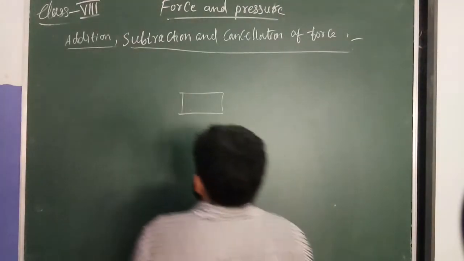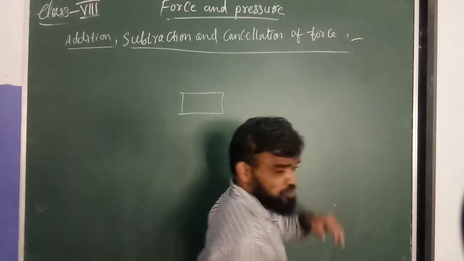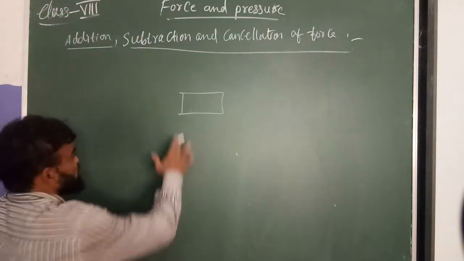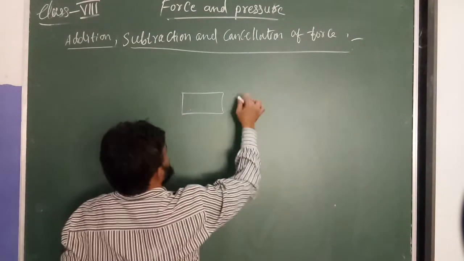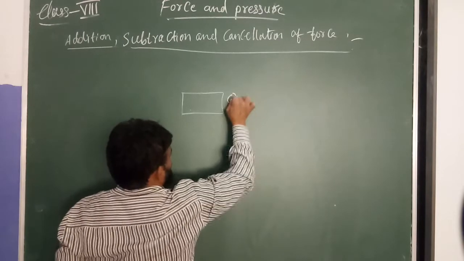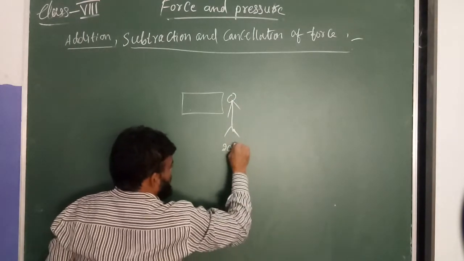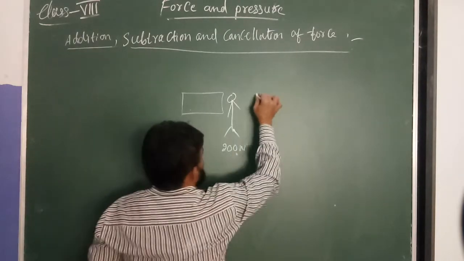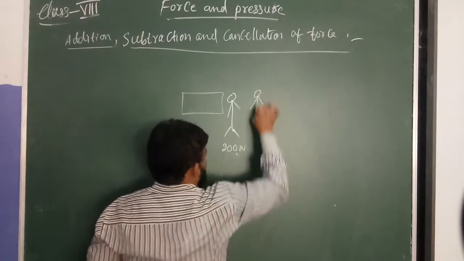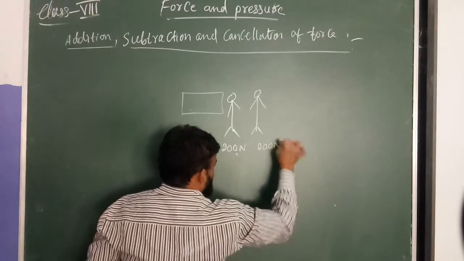Now listen, I am going to explain addition, subtraction and cancellation of force. Here there is a container, or we can take a box. One person is standing here, applying a 200 Newton force. One more person is standing behind him, and he is also applying a 200 Newton force.